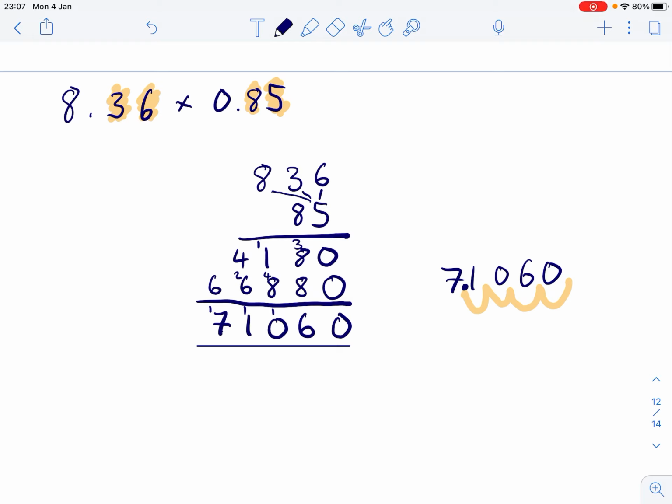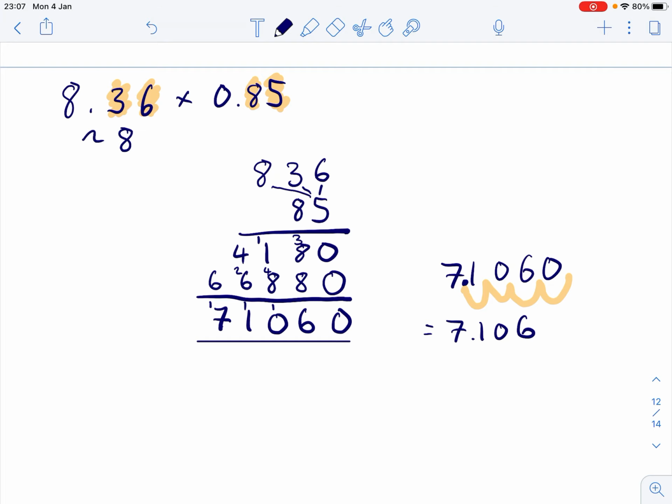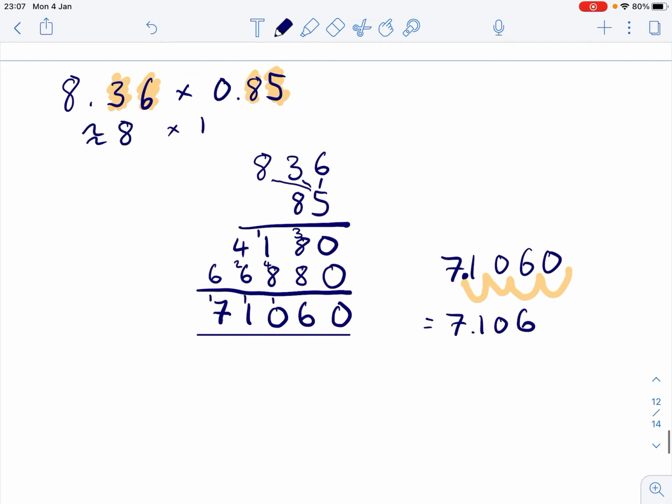Now, we would simplify the answer now, so this would be 7.106. I wouldn't include the 0 in my final answer, but it's important we didn't think about that first, we thought about it afterwards. Okay, and let's just check this answer. So I've got a value of 8.36, which is roughly equal to 8. And I'm timesing it by something that's close to 1. So my answer is going to be around about 8. It's going to be slightly less than 8 because this number's less than 1, so it's going to reduce it. And my final answer is 7.106, so I am quite confident that that answer works well.